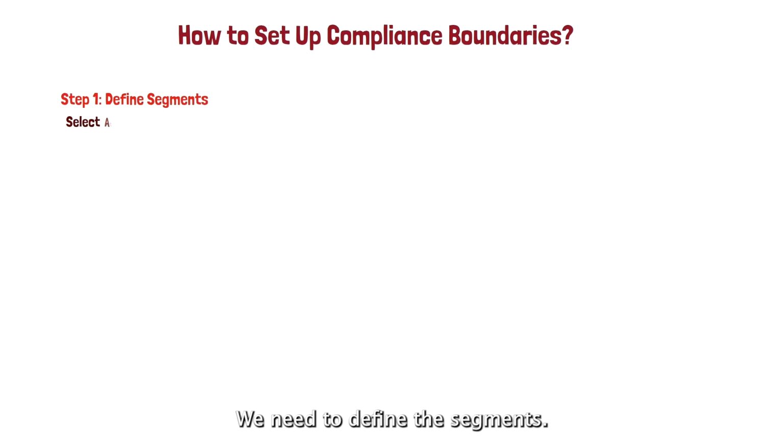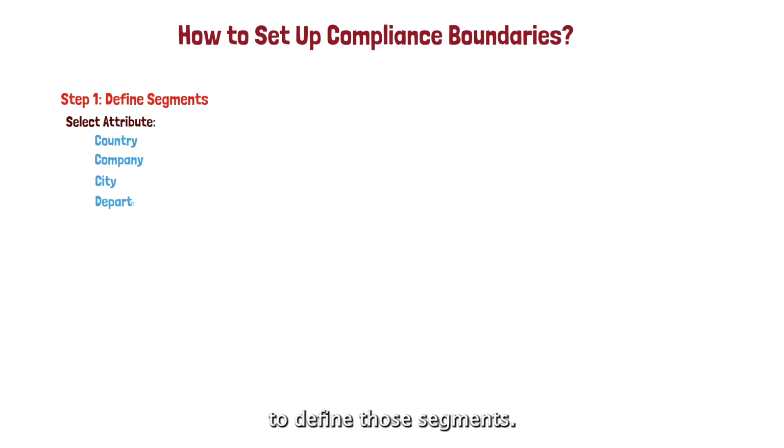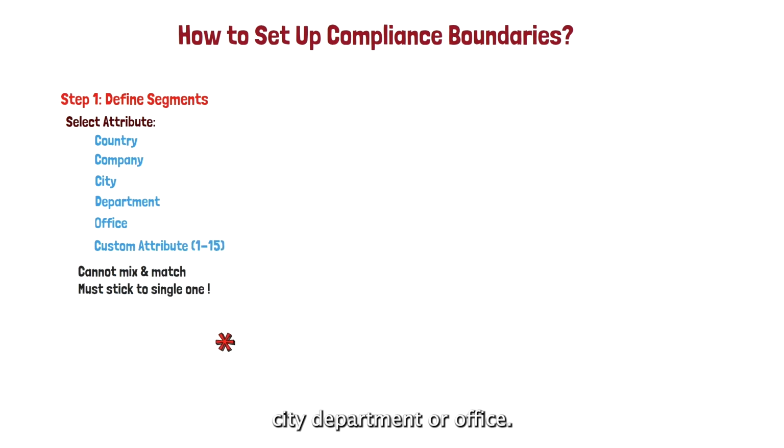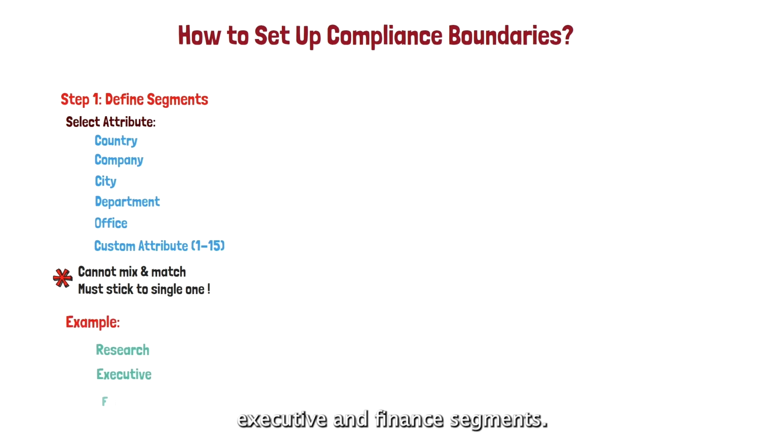So what's involved in setting up compliance boundaries? We need to define the segments, and we need to select the attribute we're going to use to define those segments. Again, could be country, company, city, department, or office. And if these attributes are not sufficient, we can utilize custom attributes to create any segments we need to. For this example, we are going to use a department attribute and create research, executive, and finance segments.